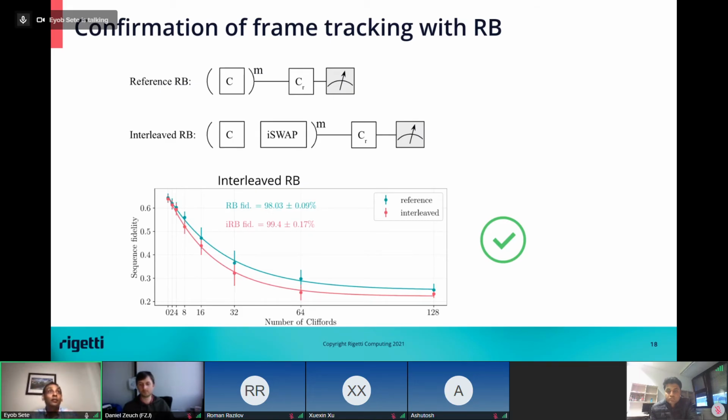This is what we call the standard reference RB. The other is, if you want to characterize a particular gate, you interleave these iSWAPs with the arbitrary Cliffords you pick from the Clifford group, and then apply the recovery gate again. From these two measurements, you can back out the performance of that interleaved gate, for example, iSWAP. So this is what we did. The reference RB is 98%, and the interleaved RB for this iSWAP, which is literally the iSWAP fidelity, is 99.4%. So this is really nice. This is for about 44 nanoseconds.